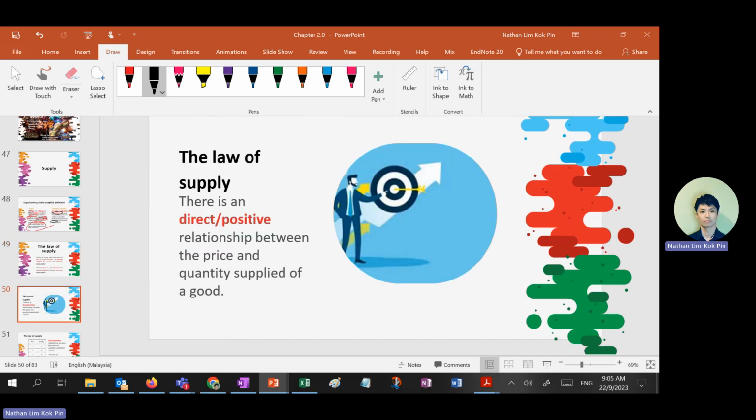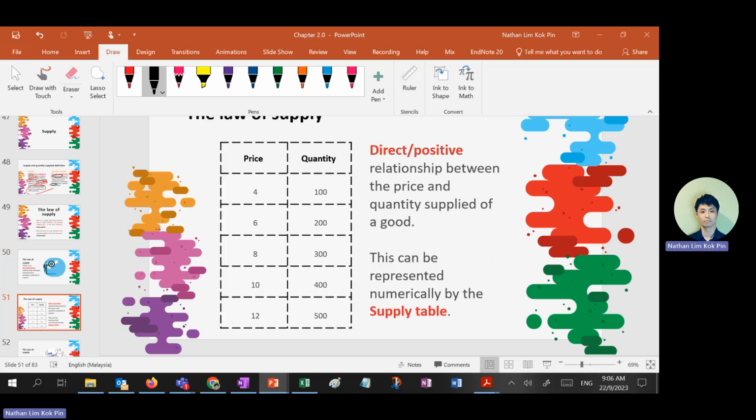So the law of supply, I told you already, is a positive relationship. Because of that, it will slope upward. This is the supply table. The supply table shows the same thing. When the price goes up, the quantity supplied increases. When the price goes down, the quantity supplied decreases. So this is known as the supply table of the law of supply. They all serve different companies, and we found that this is the law. It's already proven. It's a law.